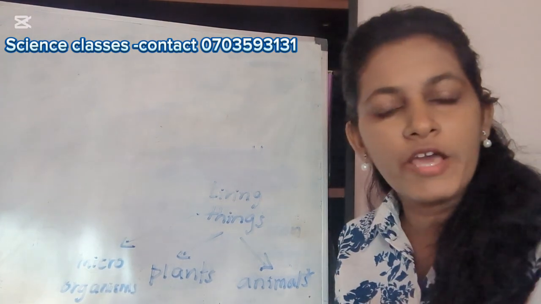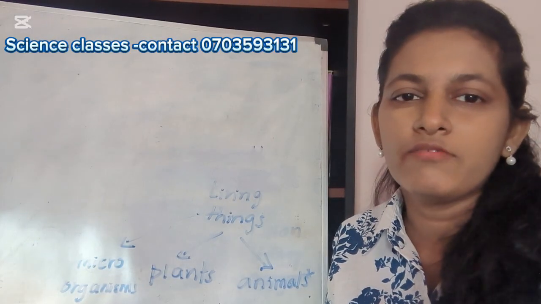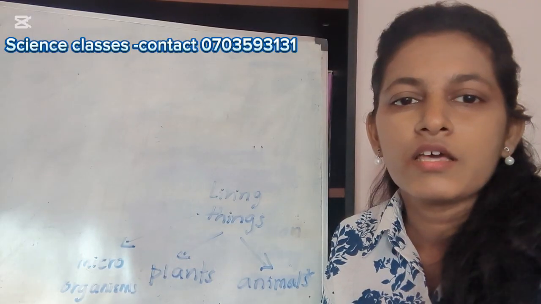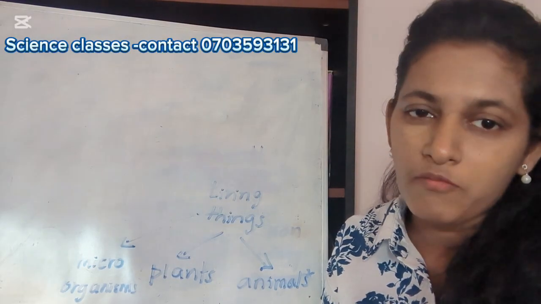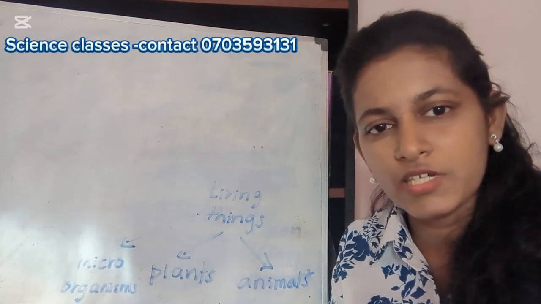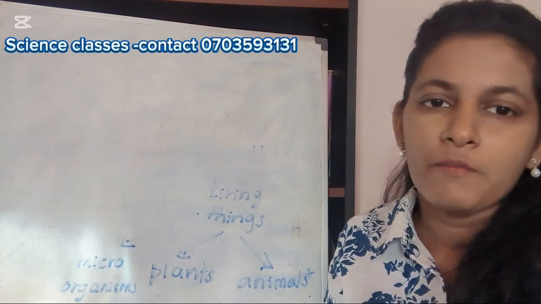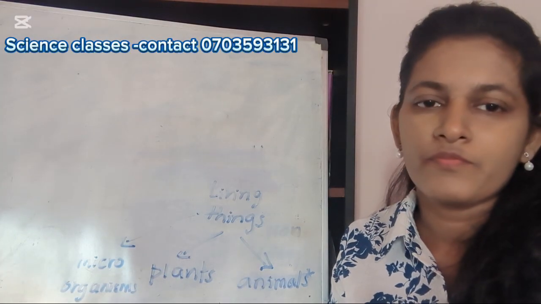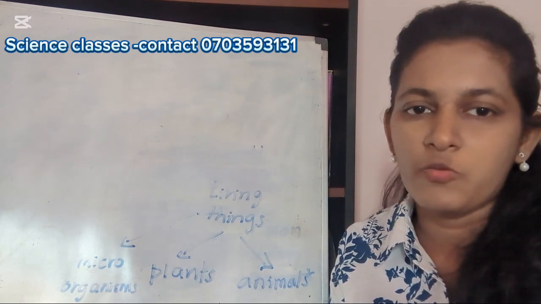What do you know about microorganisms? They are very tiny organisms that live around us. These microorganisms can live in different environments. They can be harmful or they can be beneficial to us. Examples of microorganisms are bacteria, paramecium, and amoeba. They are the tiny organisms which cannot be seen with the human eye.